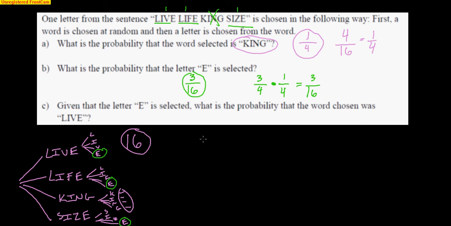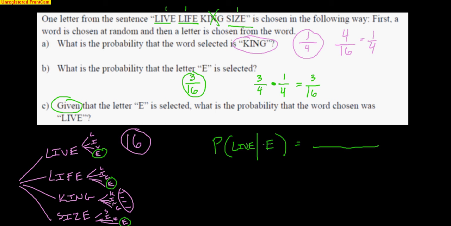Now this last question is again, because I see that word given there, conditional. So I'm given that I get the letter E. So given that the letter E is picked, what's the probability that the word chosen was live? Now, I'm going to use the formula, but I'm also going to show you how you could use a little bit of common sense here. So I'm trying to find the probability that the word live is picked given that the letter E was selected. So on top goes live and E. Live and E. So I got to pick the word live and then get the letter E.